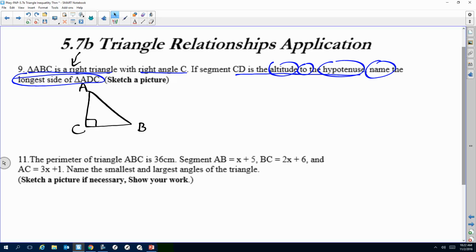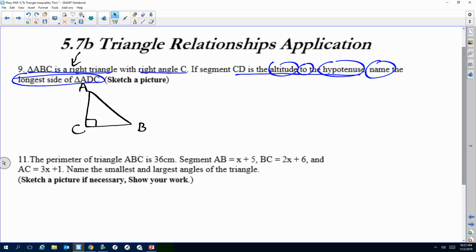CD is the altitude to the hypotenuse. Anything you know about that? Something you know from this statement. The next sentence. You know? Yeah, that's for right triangles. I'm just talking about altitude, hypotenuse. Which word?